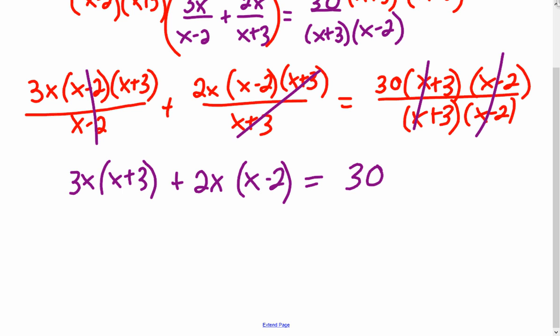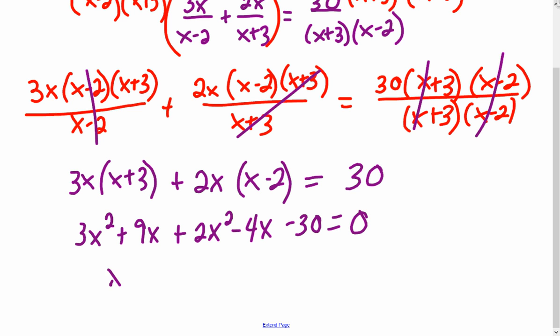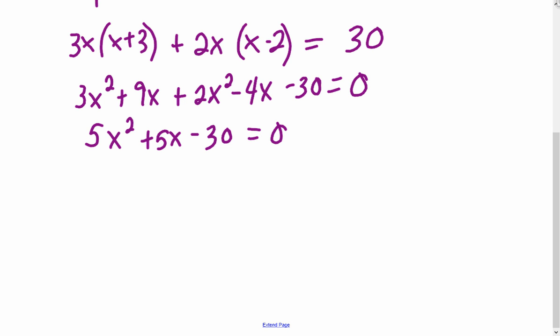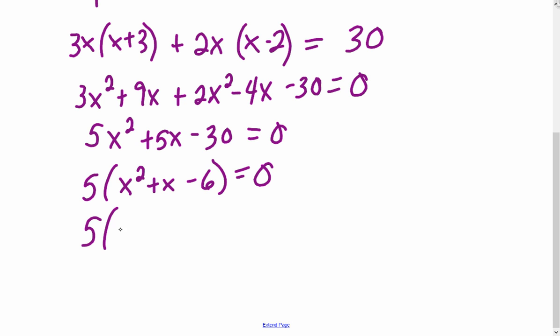If that was enough, keep going through the problem. Otherwise, I'll just finish it up here. So that's 3x squared plus 9x, distributing that 3x through. Distributing the 2x through gives you 2x squared minus 4x. Subtract the 30 over. So that's an x squared plus 5x minus 30 equals 0. I knew I messed something up. That's a 5x squared there. Greatest common factor: factor out a 5, and you're left with x squared plus x minus 6. And factoring that, product is negative 6, sum is positive 1, so it's (x plus 3)(x minus 2).